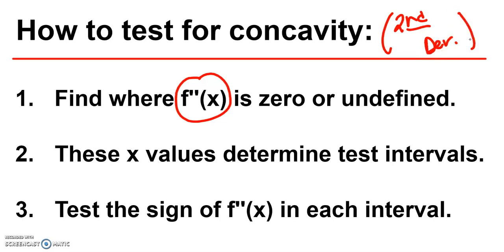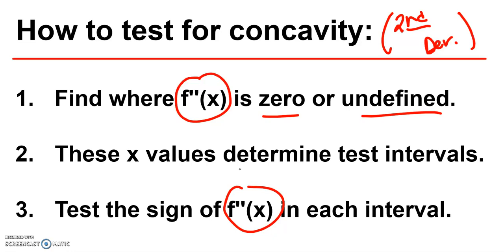So find where the second derivative is 0 or undefined. These x values will determine the test intervals, and then again we will take the second derivative and we'll test the sign for each of those intervals. So you're going to see it's very similar to what we did with increasing and decreasing intervals, but now we are using the second derivative test.